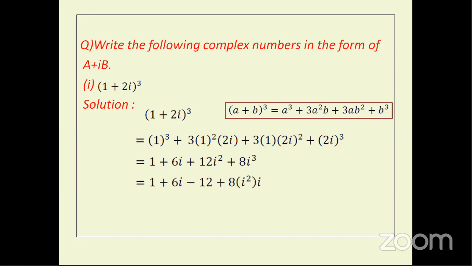As we already know, i square is minus 1. So when I substitute minus 1 over here, we have 12 into minus 1, which gives you minus 12. And i cube, we have discussed this in the previous session, children. i cube is i square into i, isn't it? So instead of i square, we substitute minus 1. Then we get minus 8i, right? 1 minus 12 is minus 11. Then 6i minus 8i is nothing but minus 2i.